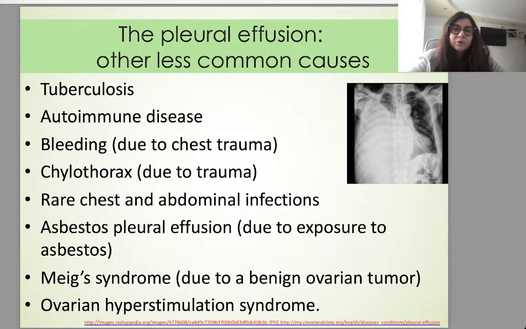Other less common causes are tuberculosis, autoimmune disease, bleeding, mostly due to chest trauma, chylothorax, due to trauma too, rare chest and abdominal infections, and asbestos pleural effusion due to exposure to asbestos. It can be Meigs syndrome due to a benign ovarian tumor, and due to ovarian hyperstimulation syndrome.